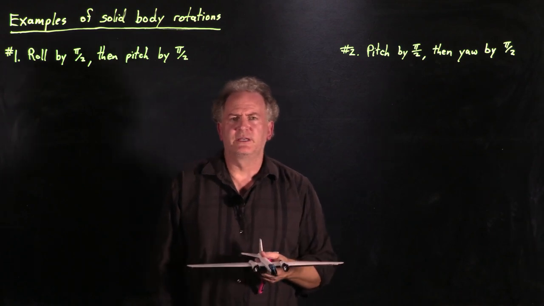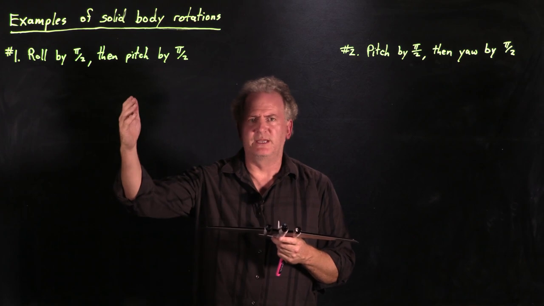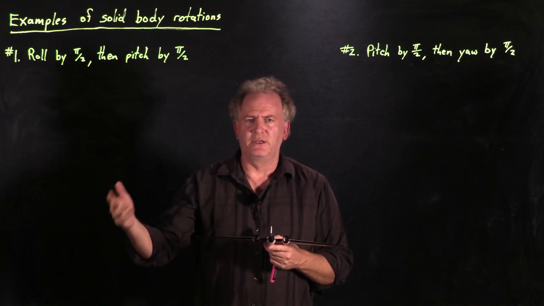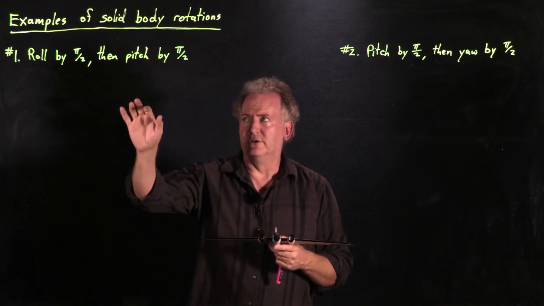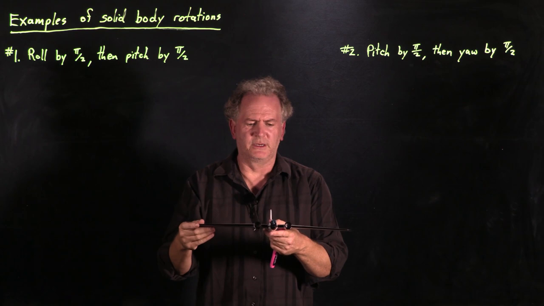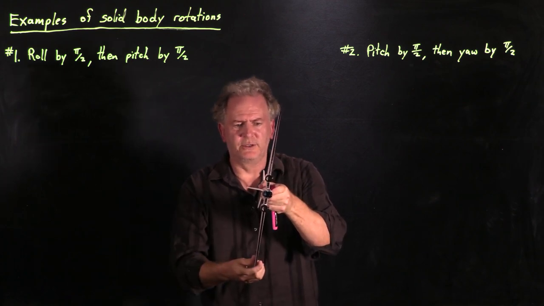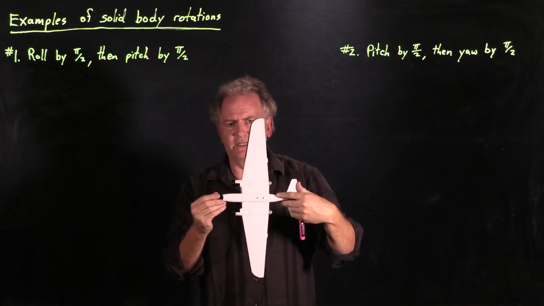This video will illustrate how we represent orientation using the 3-2-1 Tait-Bryan rotation sequence, the 3-1-3 Euler rotation sequence, and using quaternions. And we're going to consider two illustrative maneuvers. The first maneuver that we'll consider is to take our solid body and roll by pi over 2, then pitch by pi over 2 to arrive at a final orientation like that.